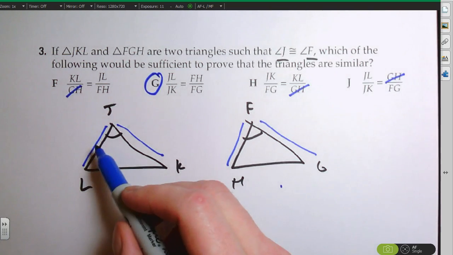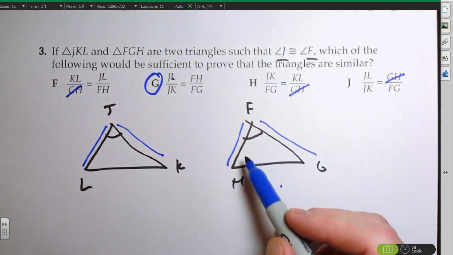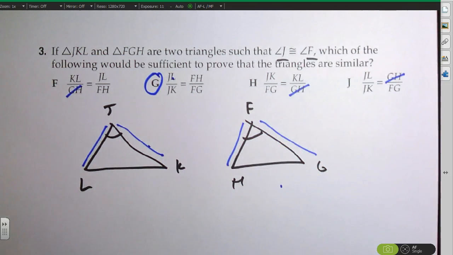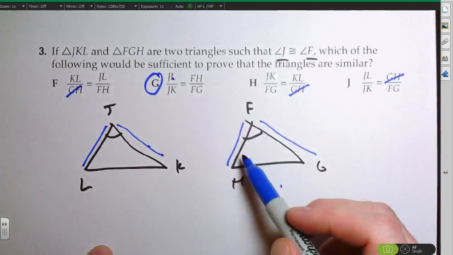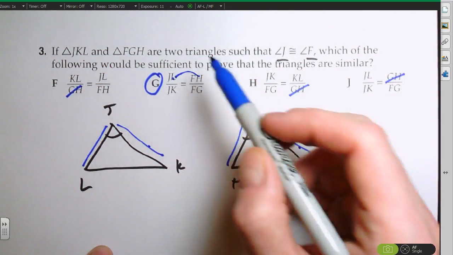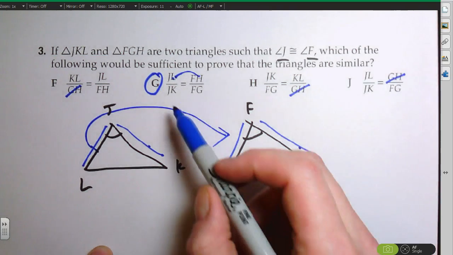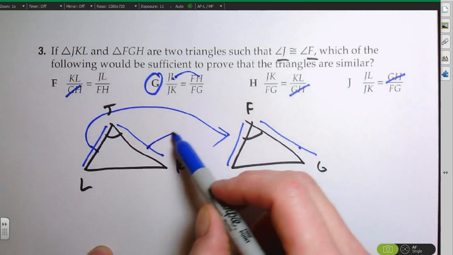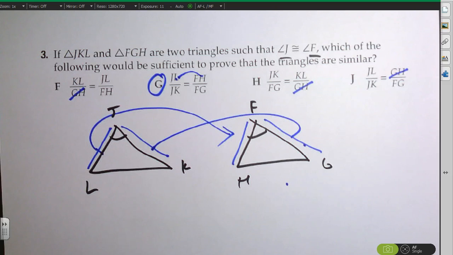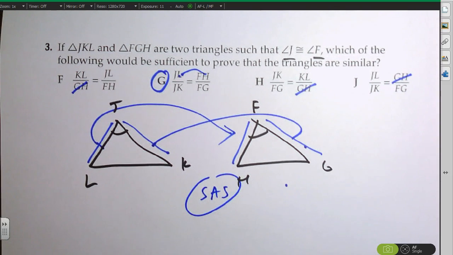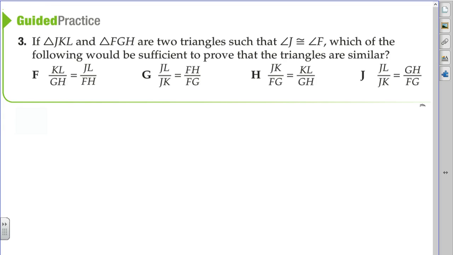But if you look at this now, they're saying JL over JK, all right? And then FH over FG. So JL corresponds to FH, which it does. JK corresponds to FG, which it does. So it would be a side angle side. That's a tricky type of problem. Yeah. Okay. Now the rest of the section then is just some properties basically.